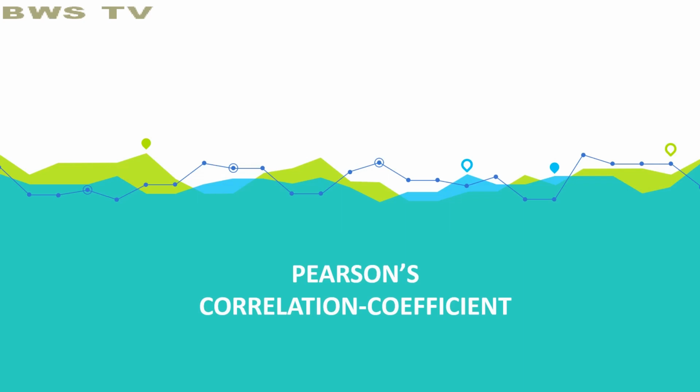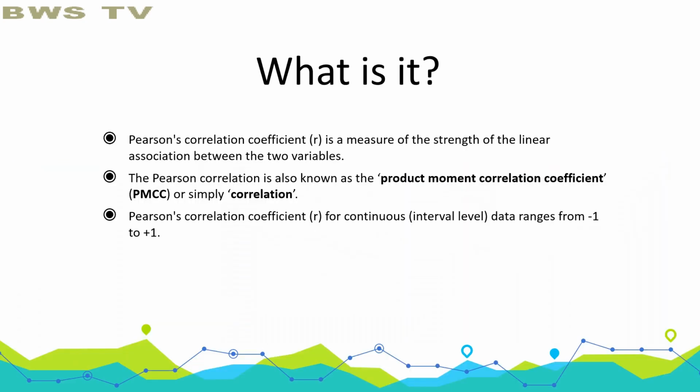So now we are going to talk about Pearson's correlation coefficient formula. So what is it? The Pearson's R is a measure of the strength of a linear association between two variables. Now, can the Pearson's R work with more than two variables? No, it will not work simply because of how its formula was constructed.